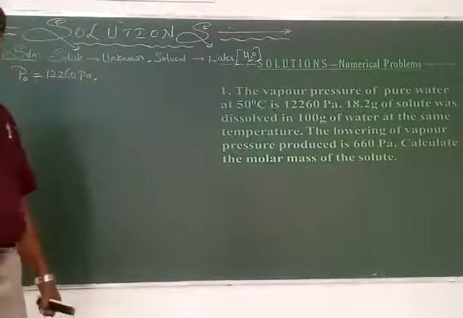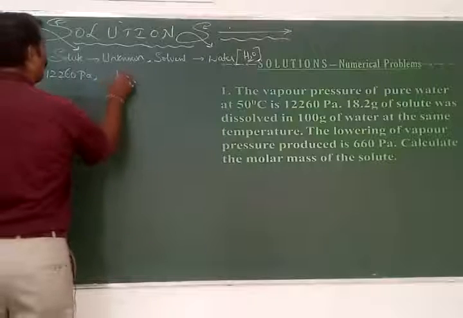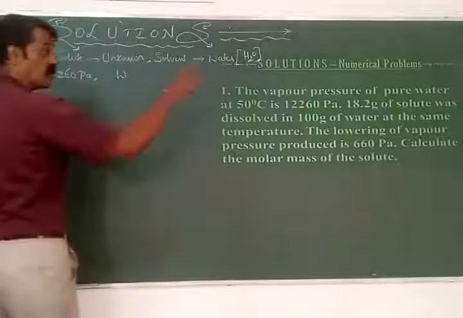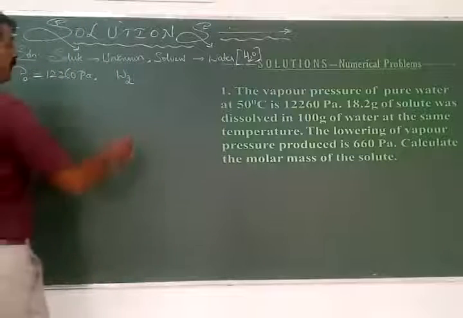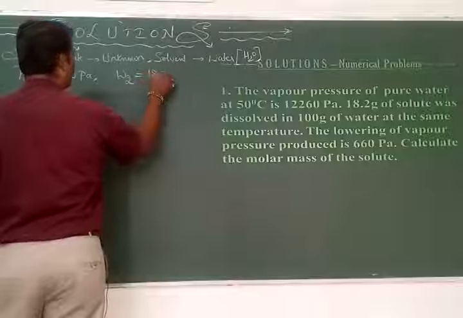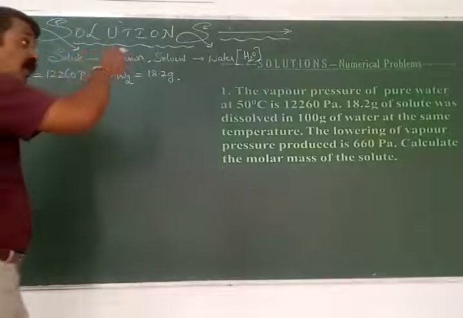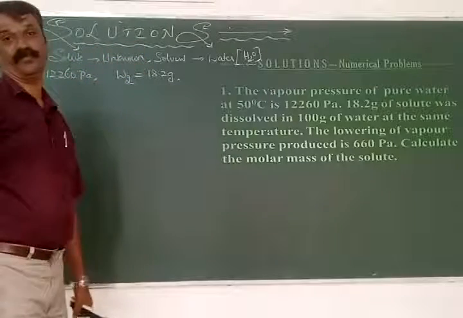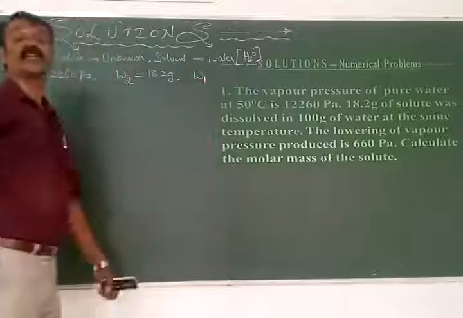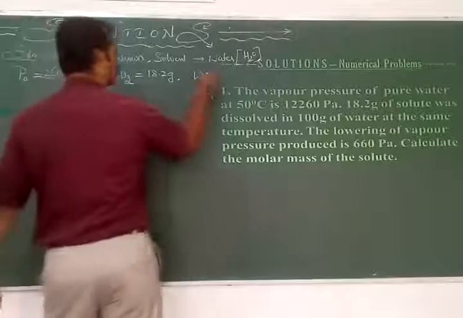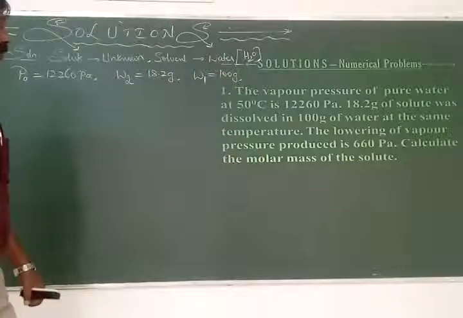18.2 grams of a solute means the mass of the solute is already given. Mass is W, and solute means it is W2. W2 is the mass of the solute. It is equal to how many grams here? 18.2 grams. It is dissolved in 100 grams of water, which is again the mass of water. Water is the solvent, therefore W1 is equal to 100 grams, at the same temperature.